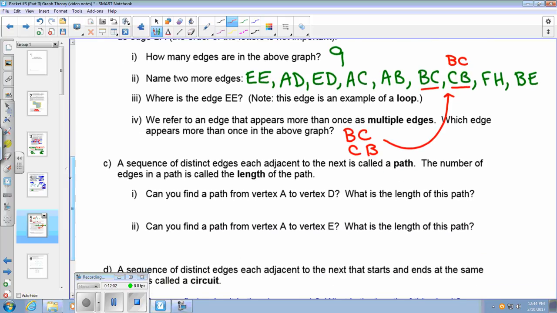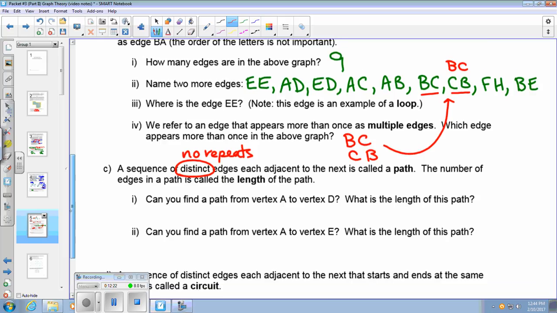In part C, a sequence of distinct edges, each adjacent to the next, is called a path. Keep in mind, distinct means there's no repeats. The number of edges in a path is called the length of the path. So can you find a path from vertex A to vertex D? And what is the length of that path? I'm going to go back up and give you 2 examples.